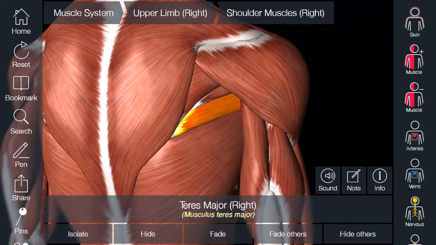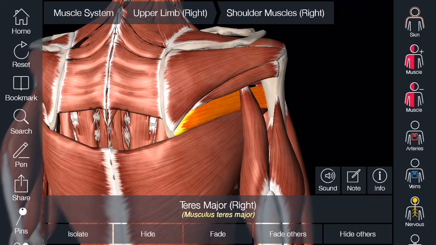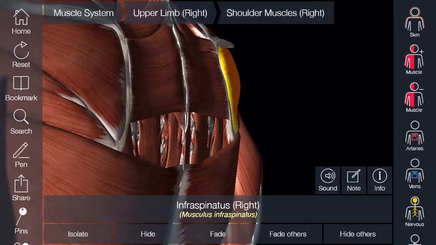The subscapularis. Okay. How am I going to show the subscapularis? Because I need to show it on the inside of an arm.